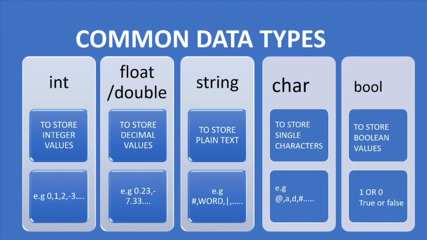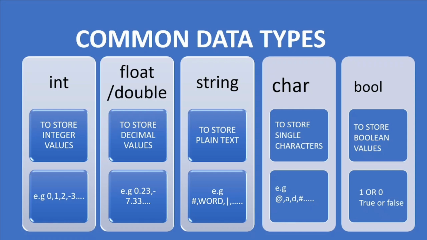What are common data types in C++? The common data types which we as beginners will be using are these 5 important data types, which are also called primitive data types in C++. The first one is an integer or int. An int simply stores integer values, e.g. 0, 1, 2, -1, -3 and the like. As long as the number is an integer, you can store it in the data type int.